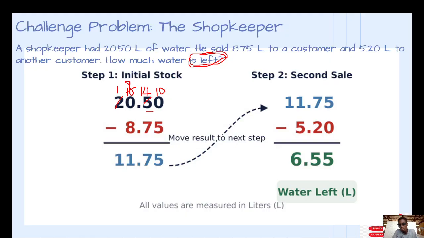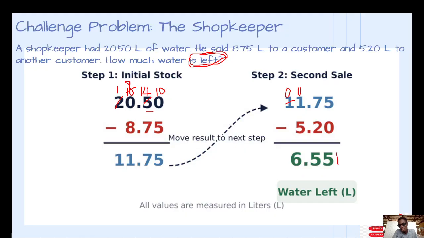5 minus 0 is 5. 7 minus 2 is 5. Then bring your decimal point. 1 minus 5 is impossible. So you borrow 1 from where? Here, the next column, which is the tens, and then you'll be left here 0 or nothing. And then you add it to this, giving you what? 11. So when you subtract 5 from 11, you are left with what? 6.